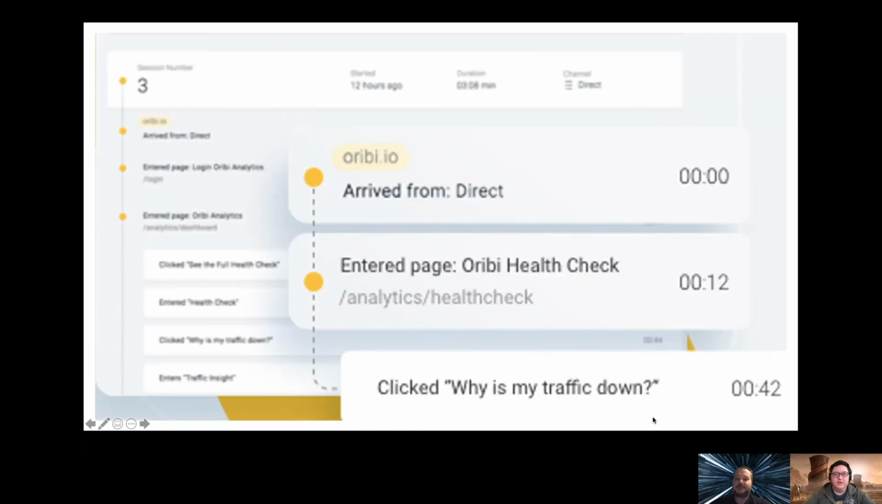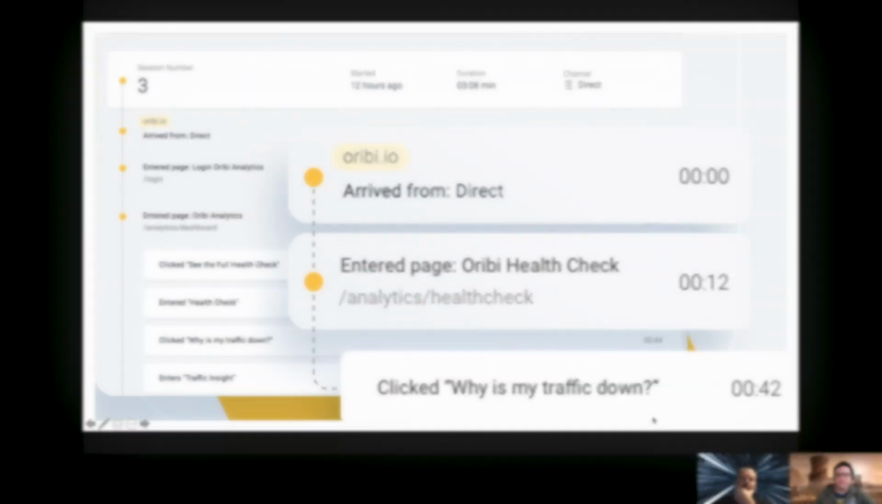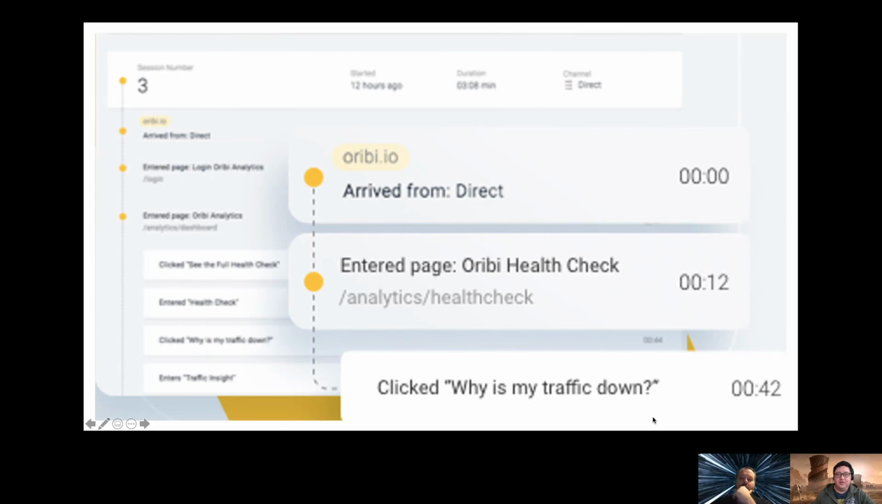Yeah, and that was the whole thing in practice. For example, in this screenshot, we saw the visitor journey, and we were able to see what buttons were being pushed. Then we realized, okay, they are there, but the buttons for contact or sending the form are not being pushed. So there was definitely something wrong in that middle step. Here in this screenshot, you see the customer journey. The customer arrived from direct, entered the page, stayed there for 12 seconds, clicked on that, and then clicked on why is my traffic down.